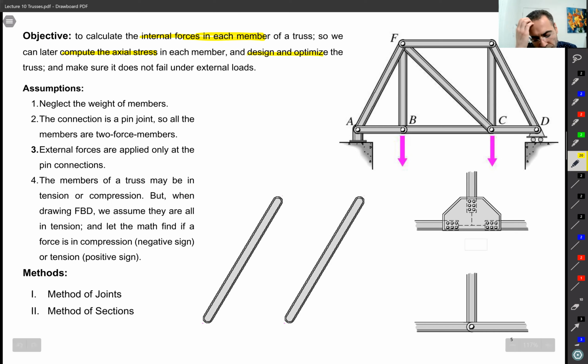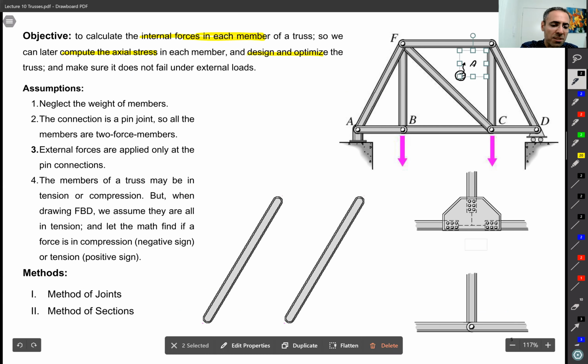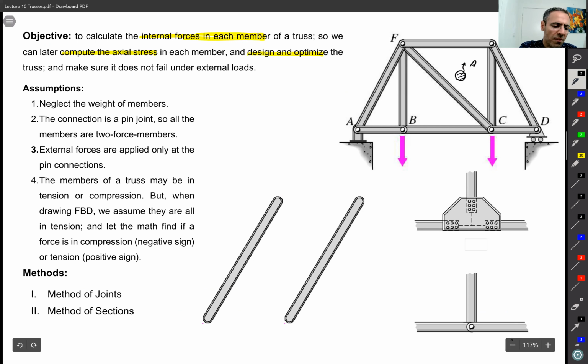Remember, we want to find out the section, the size of each link. By size I mean, let's say these bars are circular bars, we want to know if this cross section is adequate to handle the stresses. And we want to optimize, and make sure that it doesn't fail. By failing, I mean a member breaks, okay?